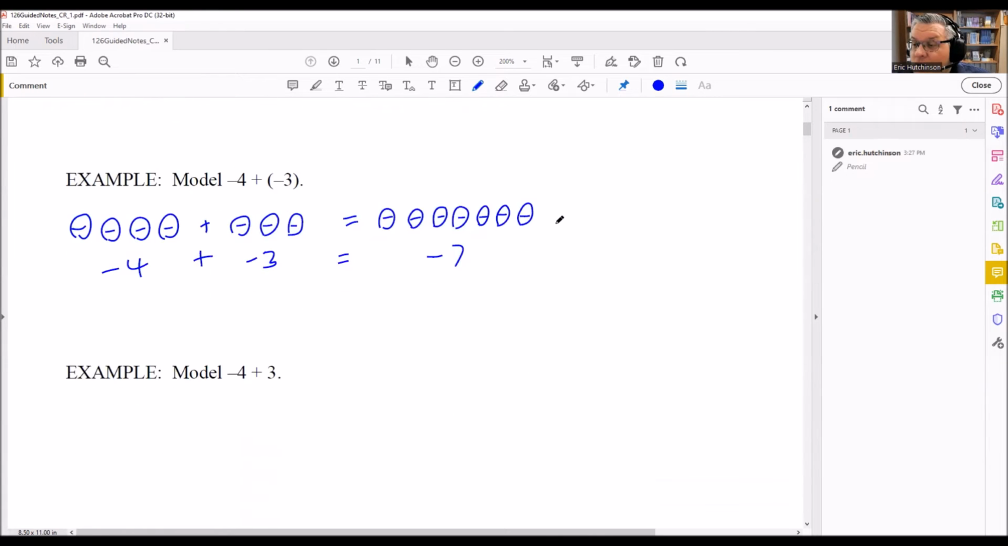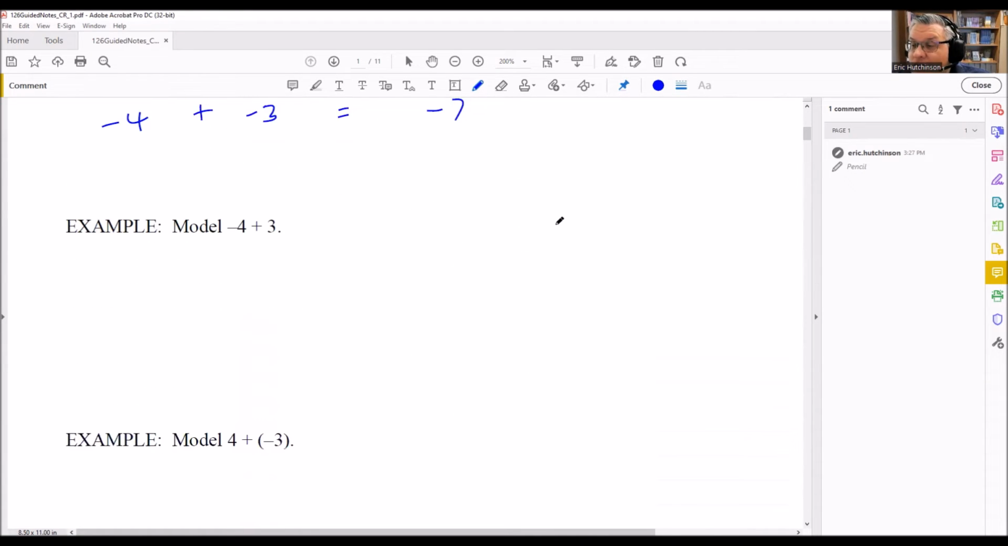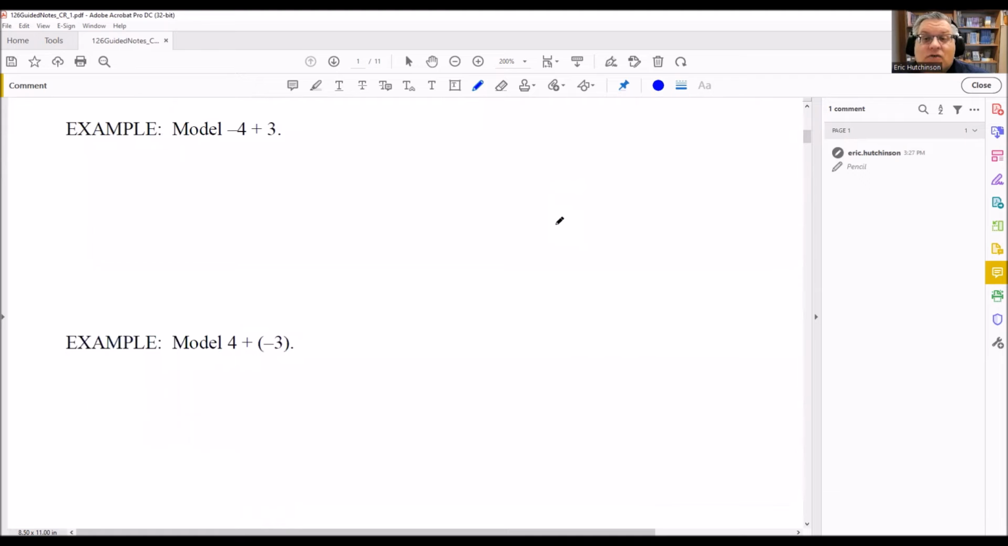Now let's do one where we have negatives and positives. All right. Now, if I have negatives and positives, I have 4 negatives, and I'm adding 3. Now, instead of putting this all horizontally, I'm going to put the 3 underneath because what we want to do here is cancel these out.